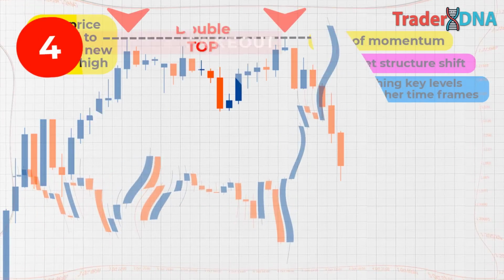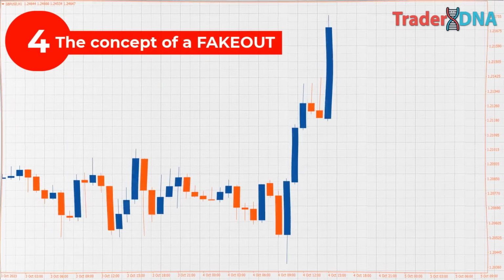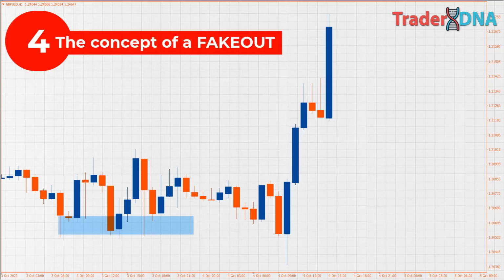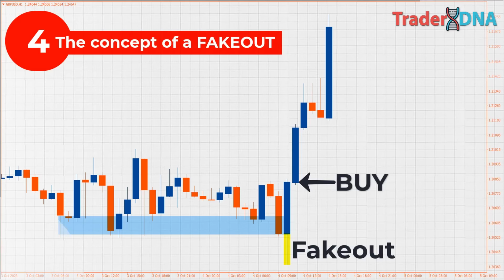Fourth, let's explore the concept of a fake out. A fake out, also known as a failed breakout, transpires when the price breaches a market structure level, but swiftly returns within the range. This occurrence signifies that the sellers were unable to drive the market lower, typically due to a loss of momentum. As smart money traders, we can recognize this move as a liquidity sweep. Both of these concepts suggest a possibility of a reversal in the market. Now, let's move on to the next concept.